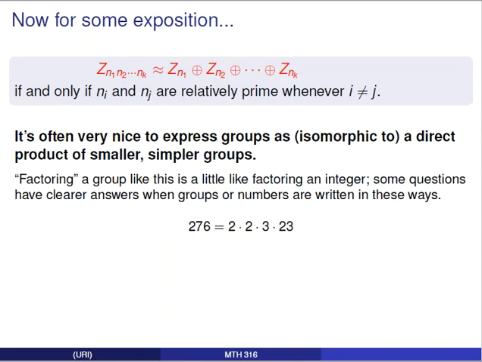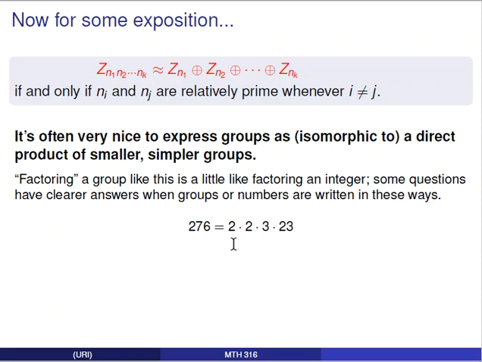Well, it's often very nice to express groups as a direct product, or isomorphic to a direct product, of smaller, simpler groups. You can think about taking a group and almost factoring it, breaking it down into smaller groups like we factored integers.